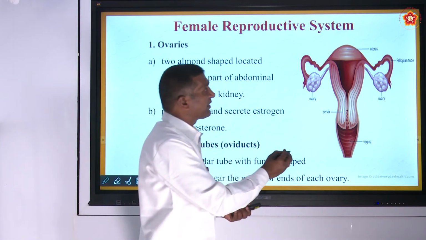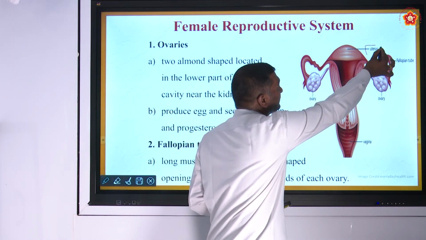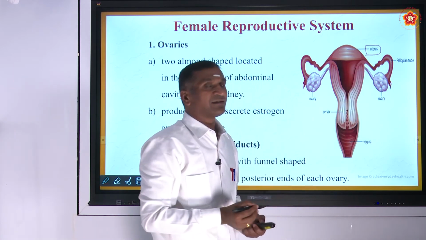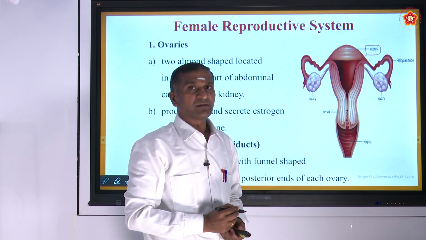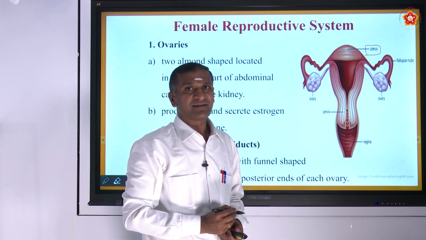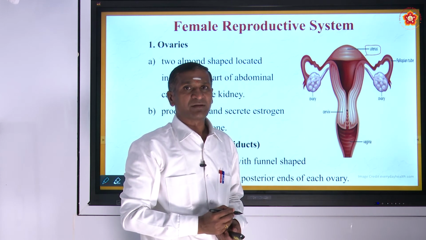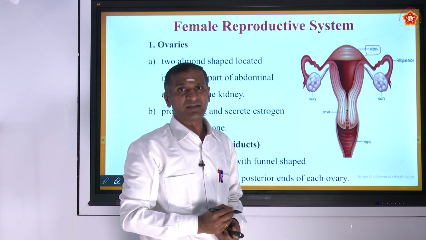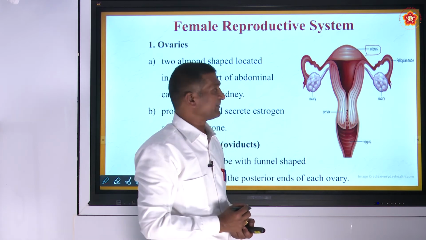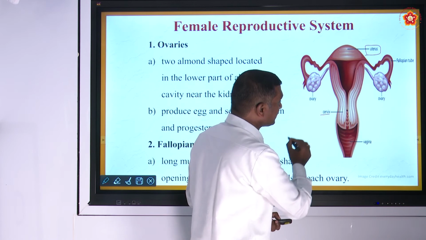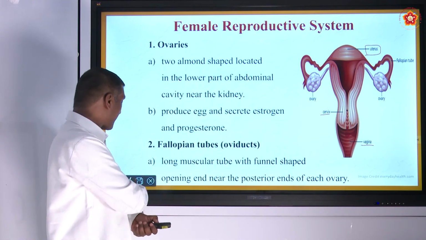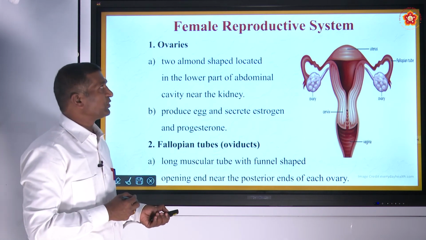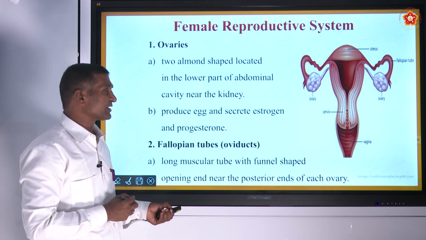If you observe the parts, then you have the uterus, which is mainly secondary sexual development, that is the uterus, where the girl is ready for pregnancy. Cervix, then the vagina. These are the main parts of the human female reproductive system.